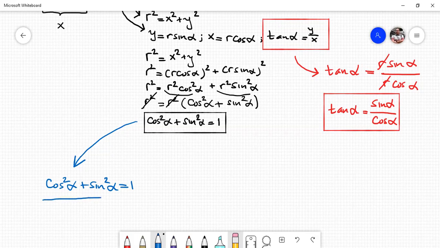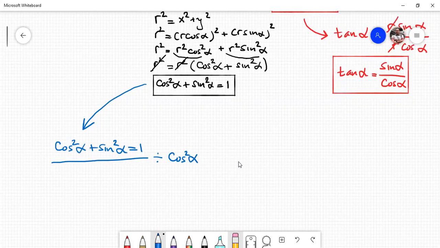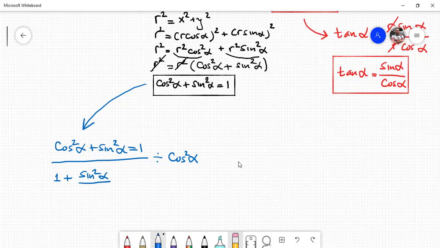Then I divide all with cosine square alpha. Please pay attention carefully. So we divide each term with this. So cosine square alpha divided by cosine square alpha, it will give us 1, right? And then this sine square alpha out of cosine square alpha equals to 1 over cosine square alpha.